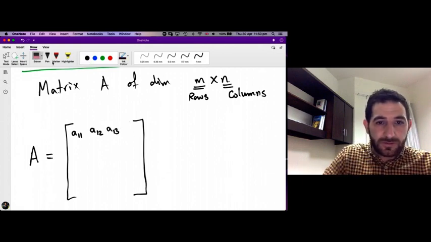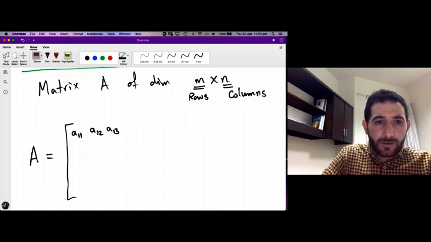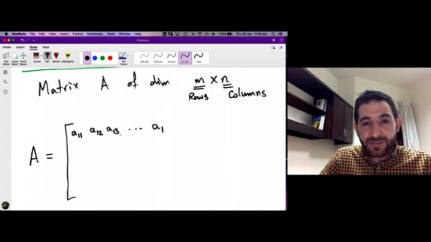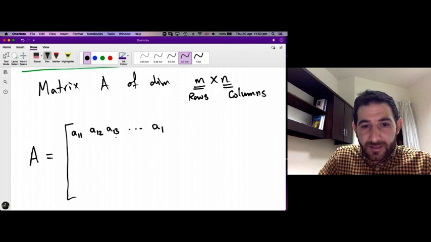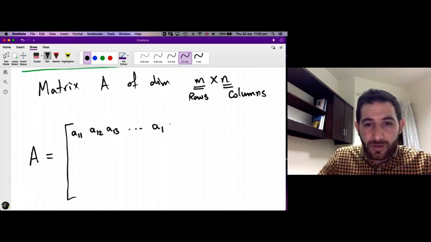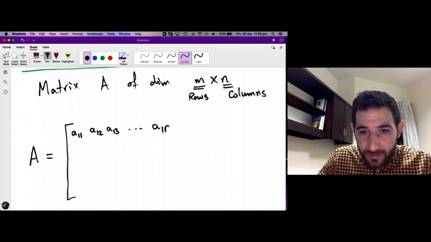And so on until what is the last element here? It's a1n. The first index represents the row number, so we are in row number 1, and the second index represents the column. So this is column 1, column 2, column 3, and what is the last column? We have n columns, and this should be n.